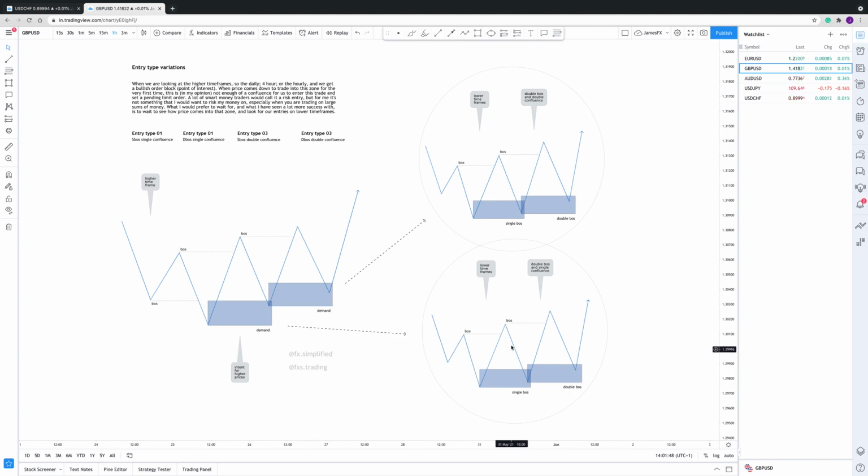avoid this entry here, so entry type 1, because when price breaks structure, now obviously it depends how it breaks, but it could be just a fake out and then head lower. It's not too much confirmation, but it all comes down to how it breaks as well. But what I would say for the newbies or beginners is definitely wait for a double boss if you're struggling with entries, as you'll get into some better trades as you're waiting for more confluence.